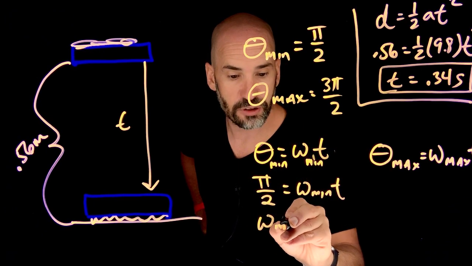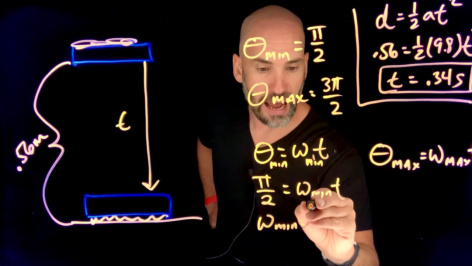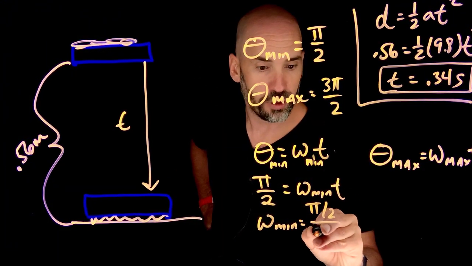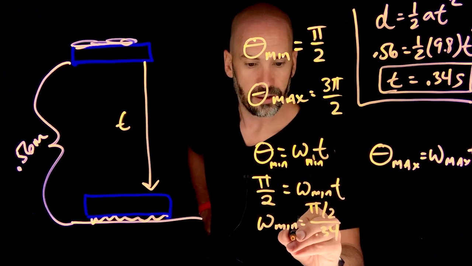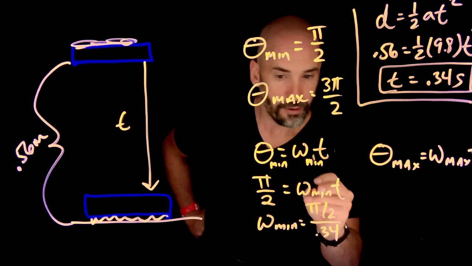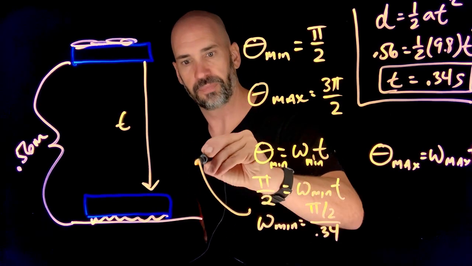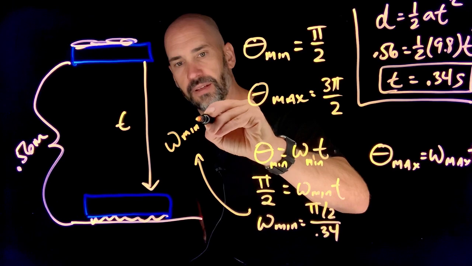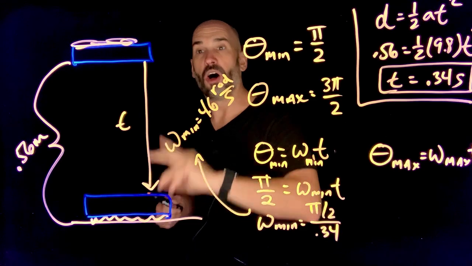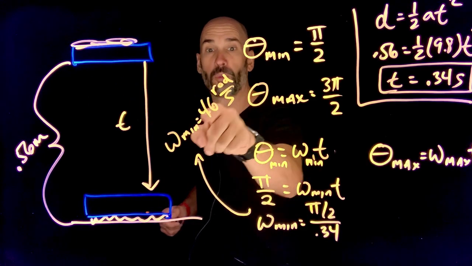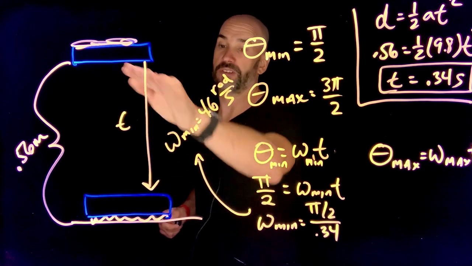Which just means that our minimum angular speed for the toast to land butter down is pi over 2 divided by 0.34, okay? And I get a value of, what do I get? 4.6. So I'm just going to bring it up here. Omega min is going to be 4.6 radians per second. So as long as this toast falls and rotates at 4.6 radians every second, it will be at the minimum speed required for it to land face down.